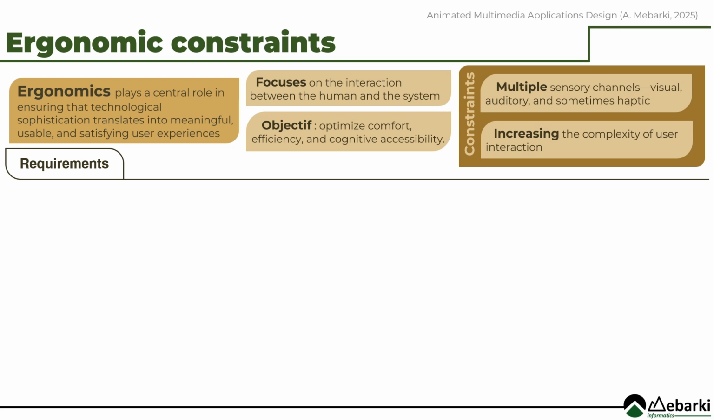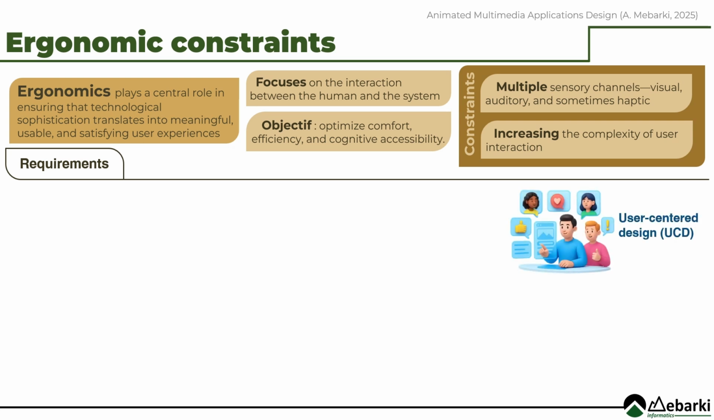In what follows, we explore the key principles that ensure these applications remain coherent, ergonomic, and truly adapted to the user. First element, the user-centered design, the foundation of ergonomic quality. A multimedia application is ergonomic only when designed around the user rather than the technology. User-centered design integrates user expectations, abilities, and limits throughout development to adapt the system to the user. In this area, we need to verify three concepts.